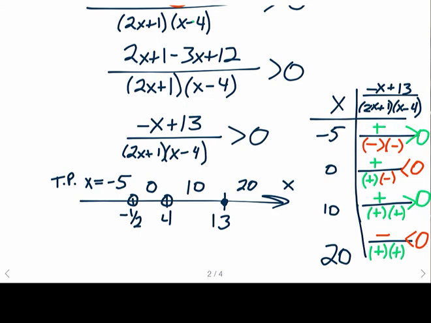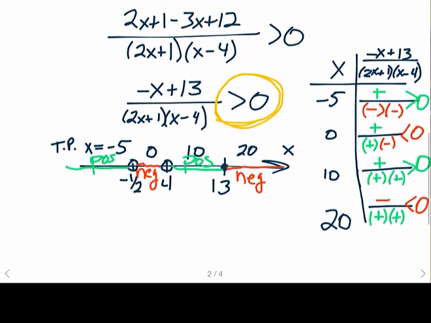Let me mark the number line that we have appropriately. So the outputs for this expression are going to be positive to the left of negative 1/2 and also in between 4 and 13. And negative between negative 1/2 and 4, and to the right of 13. Looking back at the inequality we have where it was being compared to 0, we wanted the expression to be greater than 0. That means positive. And so I want to write down intervals that gave us positive outputs.